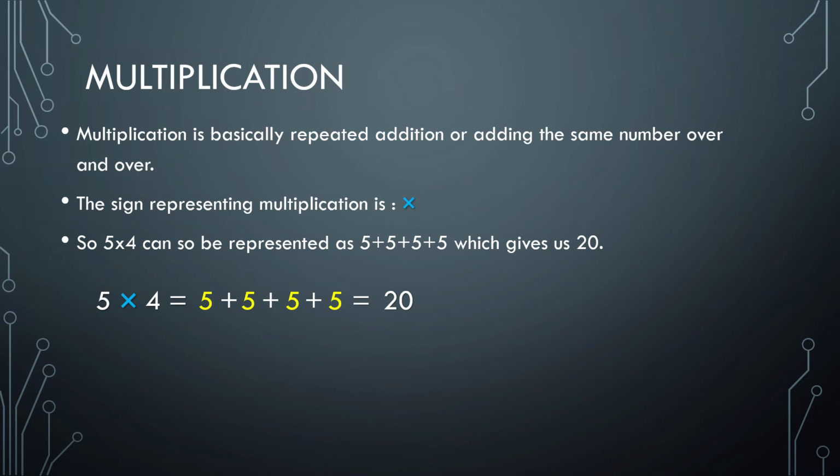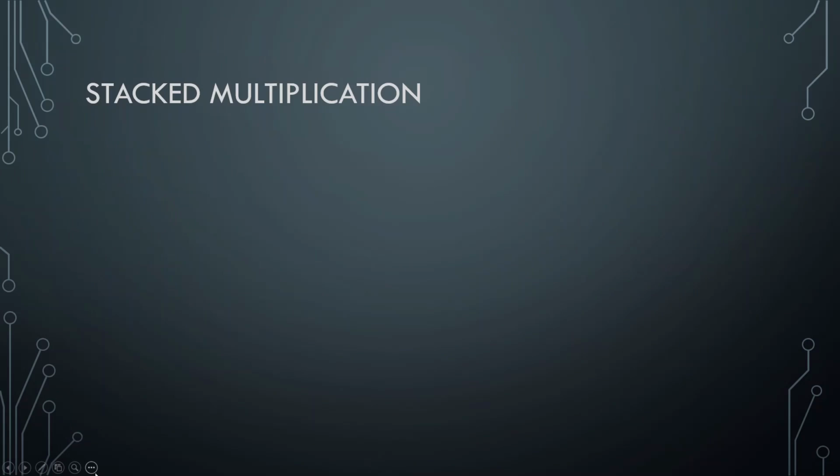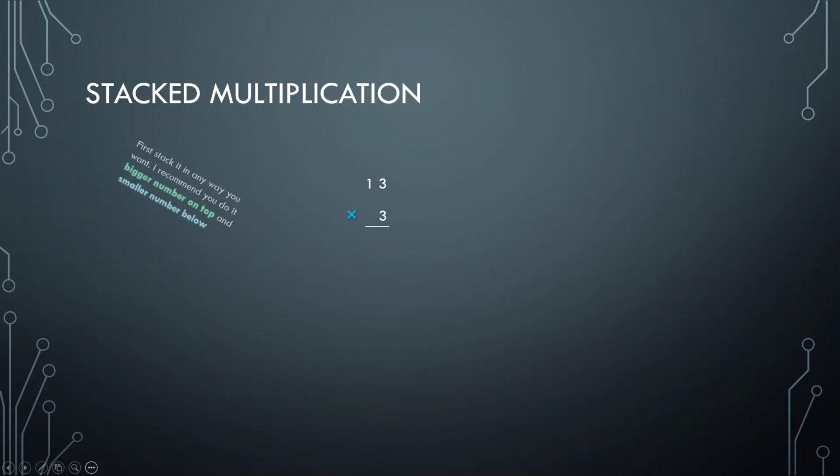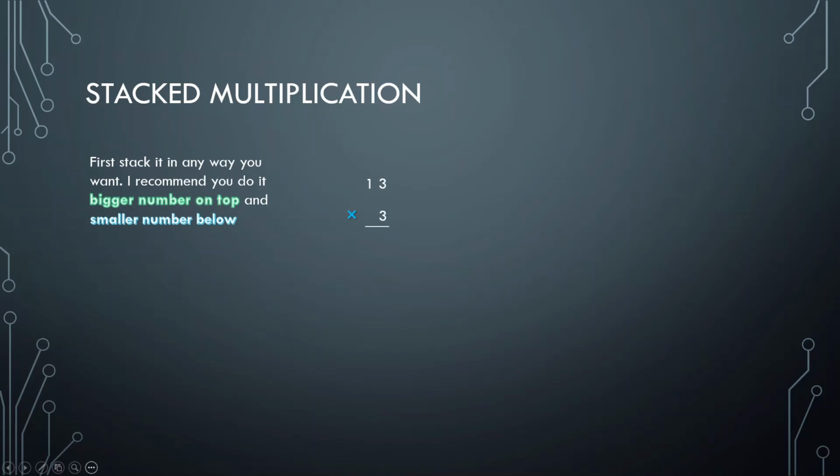But when you get to bigger numbers, this adding method is not really the easiest way to do multiplication. So, stacked multiplication. This is the most efficient strategy to do multiplication. So let's explore it. First thing, just like addition, you have to stack the numbers. You can stack it any way you want, but I always recommend the bigger number on top and the smaller number on bottom. This is completely my choice, and it really doesn't matter when you're multiplying. It just makes it easier for me.